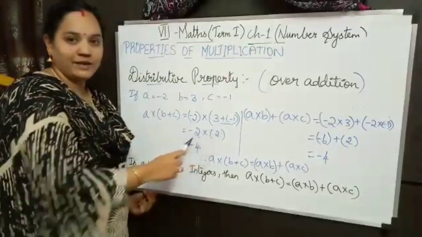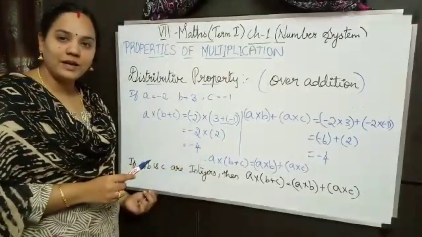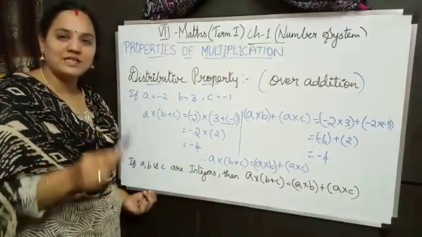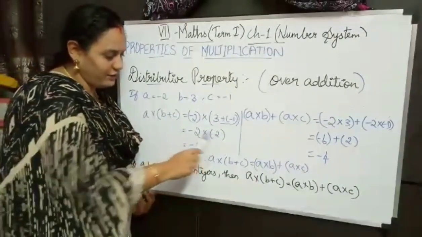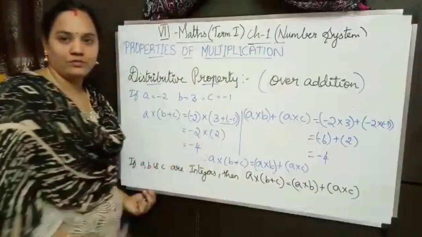Now we have to multiply these two numbers. The operation is multiplication here. So what is the rule for multiplication? Same sign means plus, different sign means minus. So here different sign, so I have written minus here. 2 2s are 4.